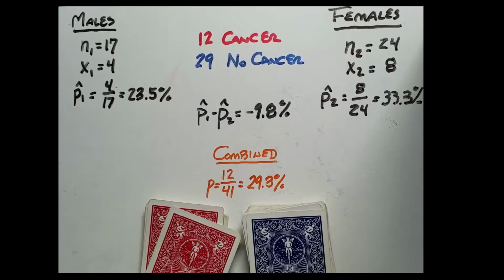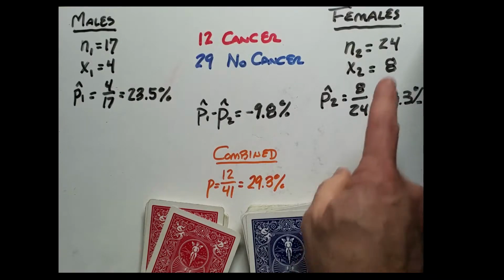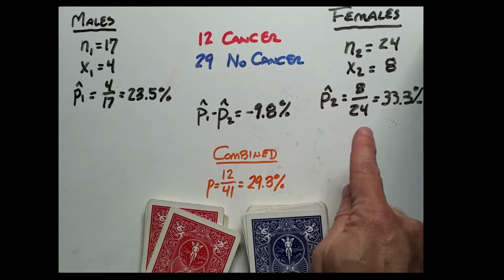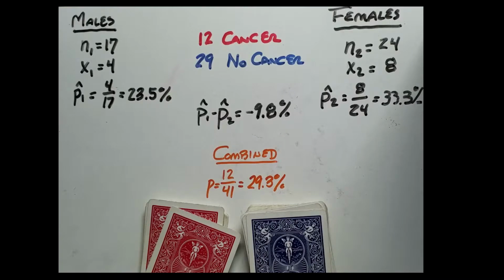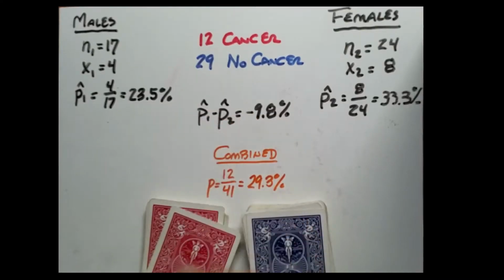OK, so let's try and simulate a situation where the rates of cancer between our two groups are the same. So remember, here's our situation. Males, we've got 17 males in our sample, 4 had cancer, giving us a rate of 23.5%. And then on the females, 24 were sampled and 8 had cancer for a rate of 33.3%. And we ended up with a difference of negative 9.8% between the two, p hat 1 minus p hat 2.